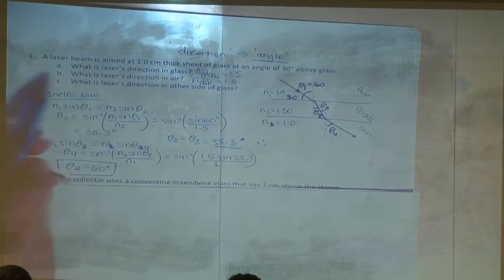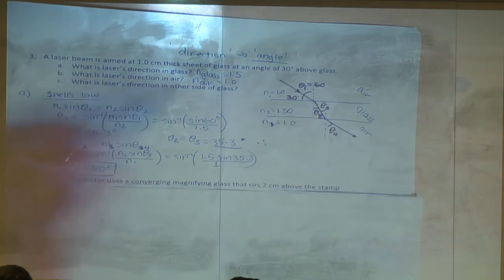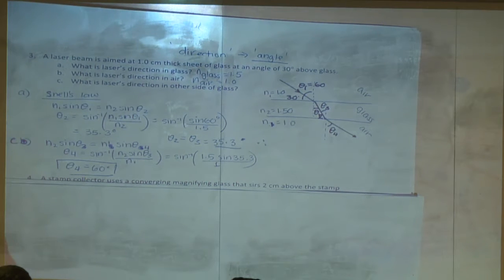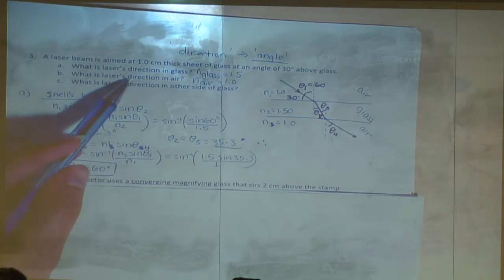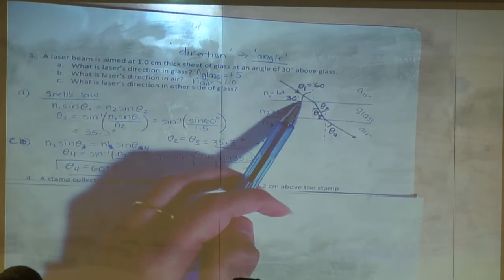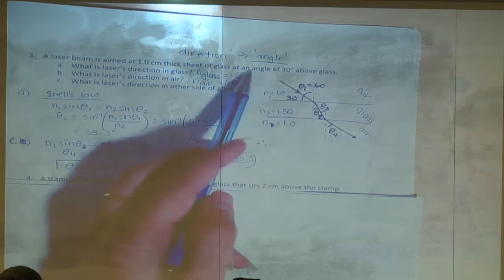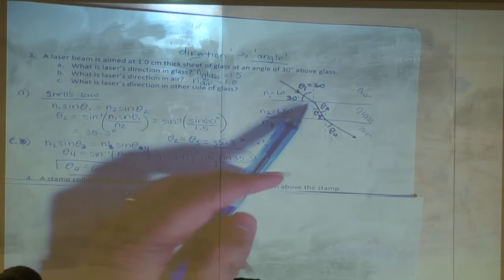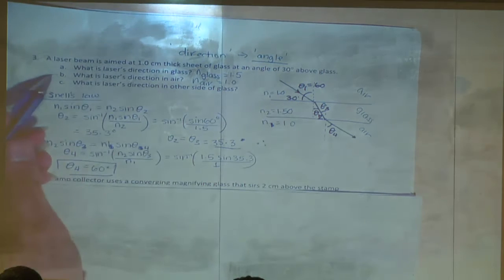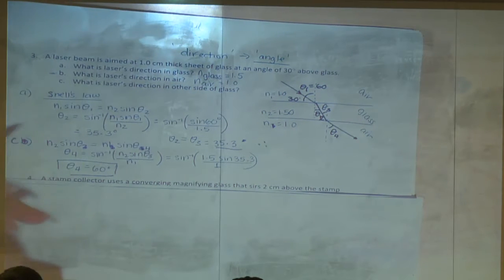So the laser's direction in the air, this is actually C because we're solving for theta 4, would just be 30 degrees, because that's when the laser hits the air and then it travels on the glass, right? So there's not really a problem. We're not solving here for anything. Okay.